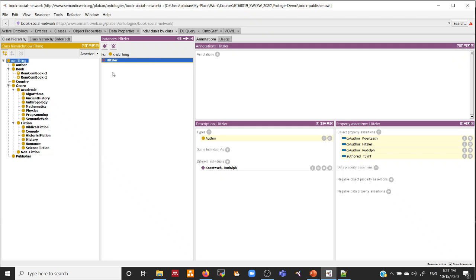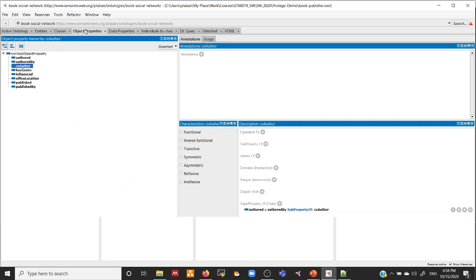At the same time, you can define this co-author relationship to be a symmetric property. If you define it to be symmetric, you can also do the inference the other way. I'm not doing it here, but you can create one explicit co-authorship relationship between two authors and then see whether the symmetry property holds or not.